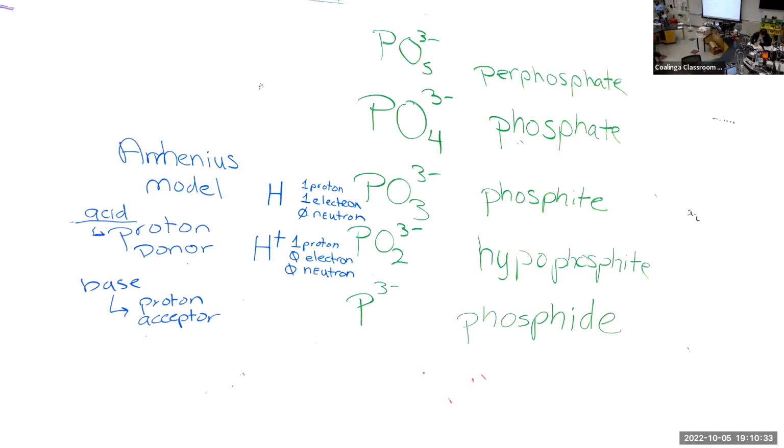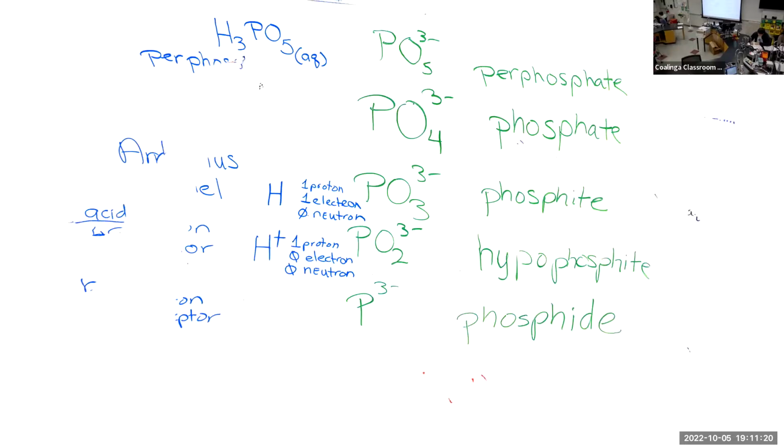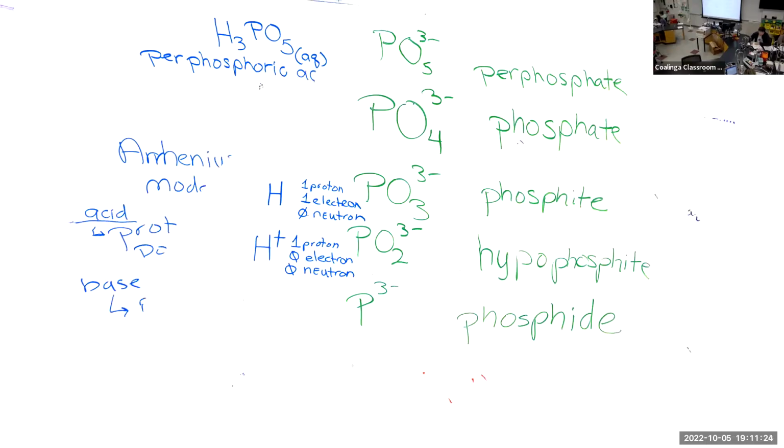ion. Okay? So if I add three H pluses to PO4, and this has to be in water, so it's aqueous, right? It becomes an acid because it's going to be acting like an ion. And this acid would be called phosphoric acid.